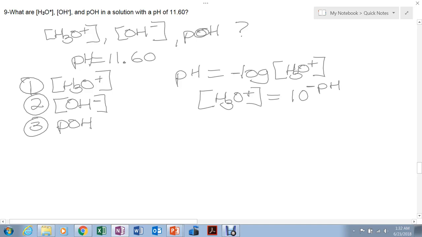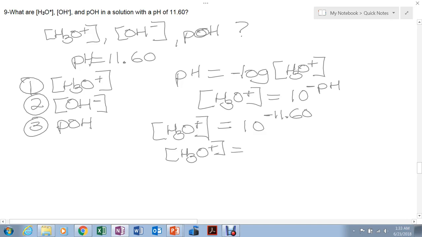So let's do it. The concentration of hydronium here, because the problem is giving the pH, is 10 to the minus 11.60. So the concentration of hydronium is 2.5 by 10 to the negative 12.